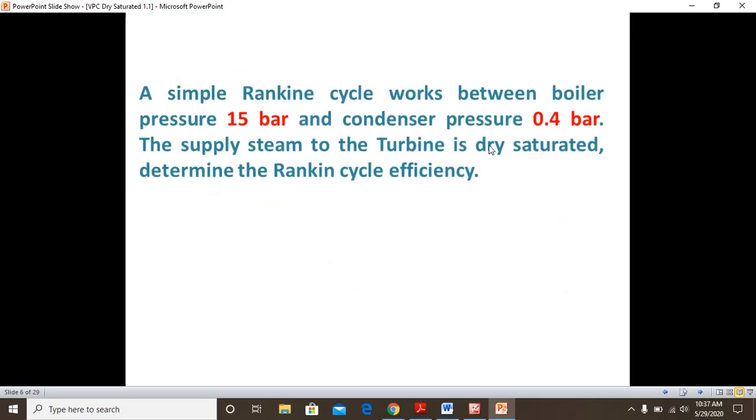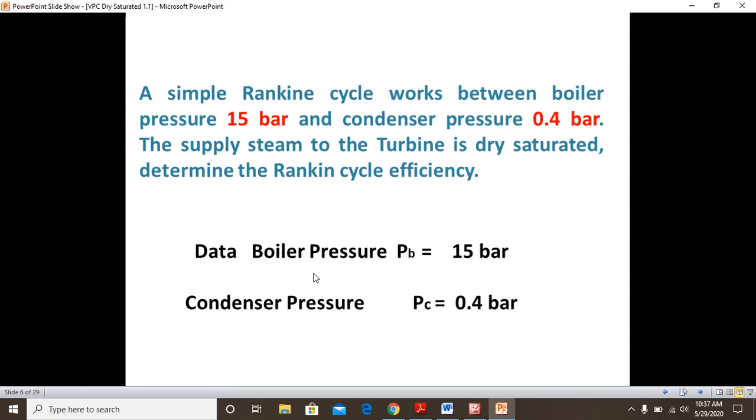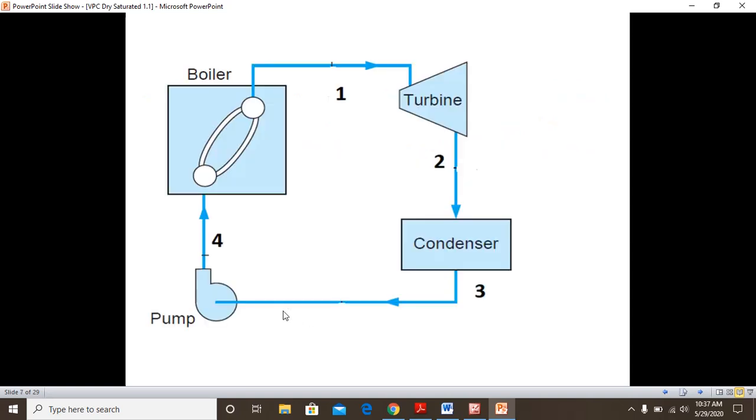Next, I will explain the simple Rankine cycle working between a boiler pressure of 15 bar and a condenser pressure of 0.4 bar. Supply of the steam to the turbine is dry saturated. Determine the Rankine efficiency. This is what you want to consider in the problem. The data given are the boiler pressure and the condenser pressure.